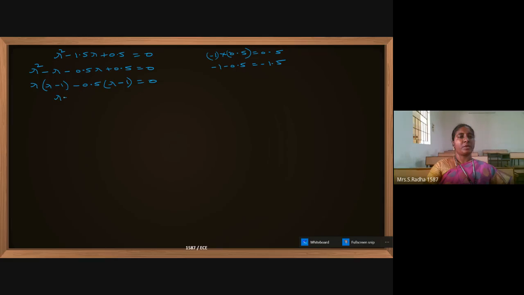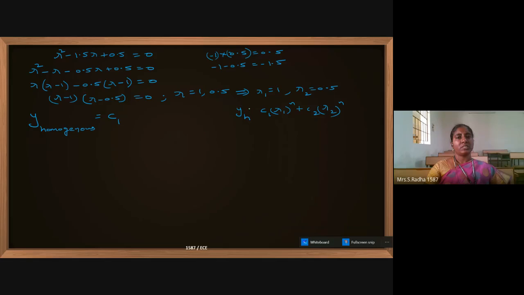If I take lambda minus 1 common, it is lambda minus 0.5. So the factors, the lambda values, are 1 and 0.5. So the homogeneous solution I can write as C1. Here I have two factors, lambda 1 value is 1 and lambda 2 value is 0.5. The general format is C1 lambda 1 whole power n plus C2 lambda 2 whole power n. This is the general format of the homogeneous equation.